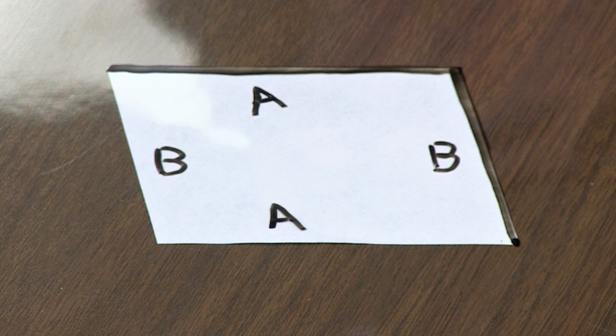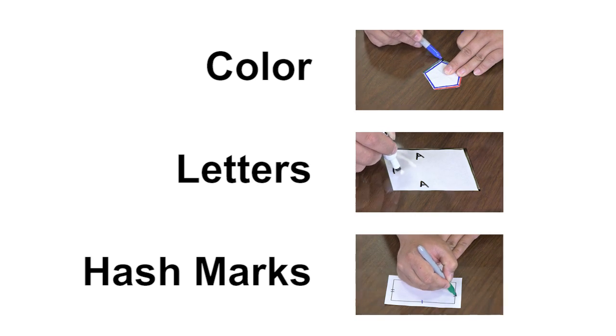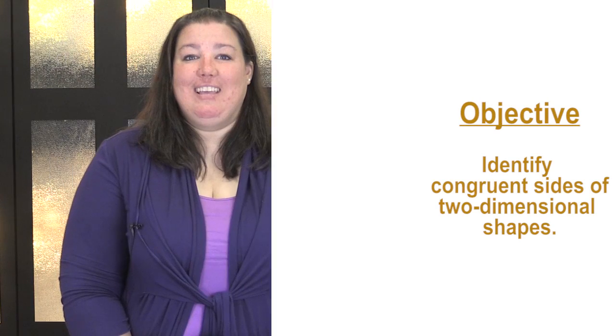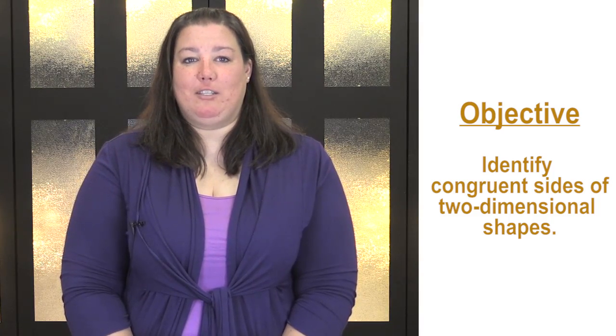The three ways we identified congruent sides were with color, letters, or hash mark. In this lesson, we learned how to identify congruent sides of two-dimensional shapes.